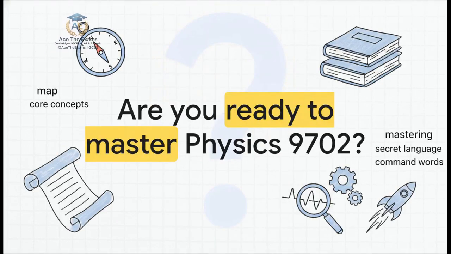Which brings us to the end of today's explainer. I'm going to leave you with one final question. Are you ready? Because you have the map now. You know the core concepts, you know the learning tools at your disposal, you understand the structure of the exam papers, and you've cracked the secret language of the examiner's command words. It is time to begin observing, measuring, and absolutely mastering the Cambridge 9702 physics course.